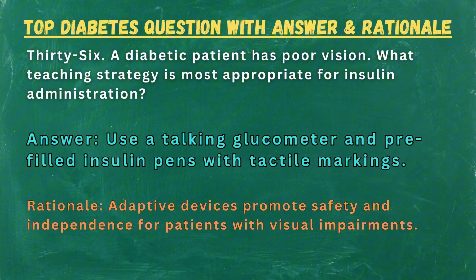36. A diabetic patient has poor vision. What teaching strategy is most appropriate for insulin administration? Answer: use a talking glucometer and pre-filled insulin pens with tactile markings. Rationale: adaptive devices promote safety and independence for patients with visual impairments.